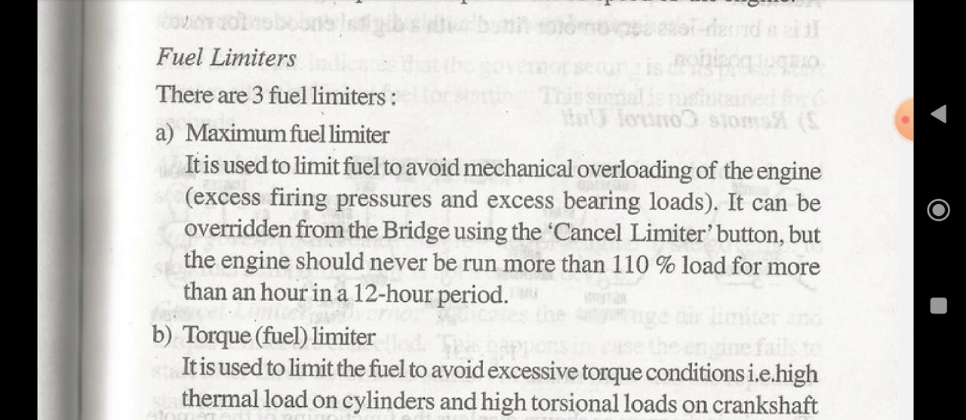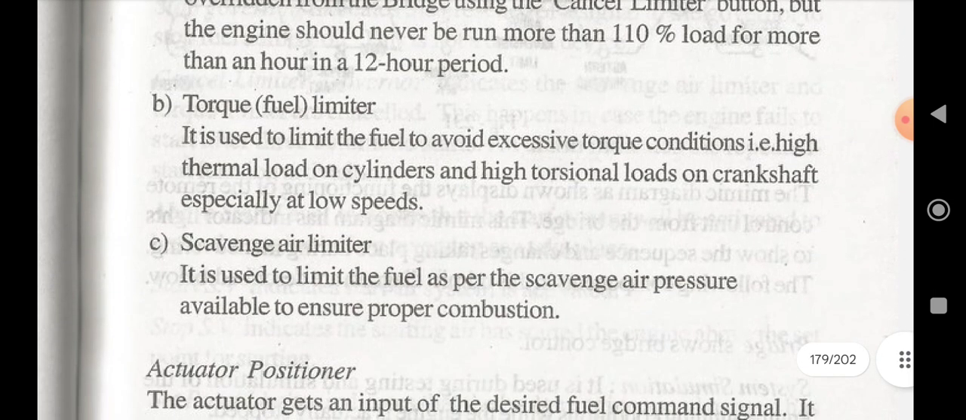Okay. Then torque fuel limiter. It is used to limit the fuel to avoid excessive torque condition, that means high thermal load on the engine and high torsional loads on the crankshaft, especially at low loads. Scavenge air limiter. It is used to limit the fuel as per scavenge air pressure available to ensure proper combustion.